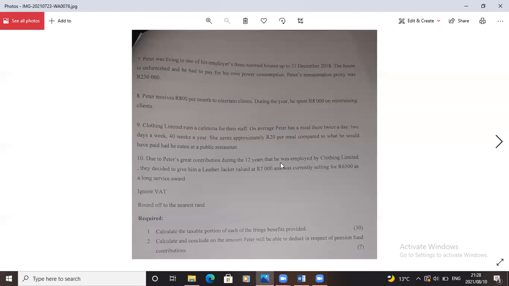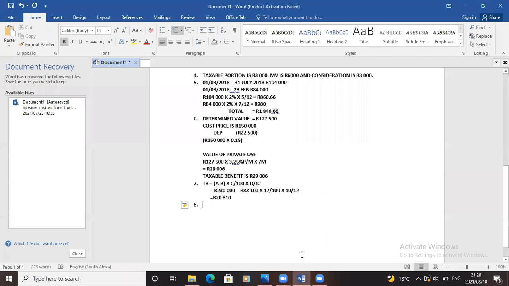So Peter received 800 rand per month to entertain clients. During the year, he spent 8,000 on entertaining clients. Here you start by calculating the value of the entertainment allowance received. You receive 800 per month, right? So for a year, how much does he receive?